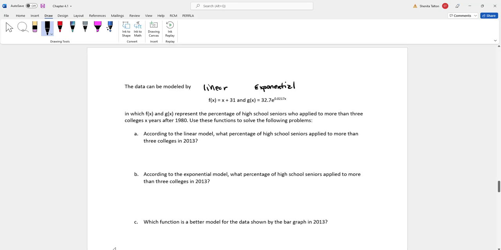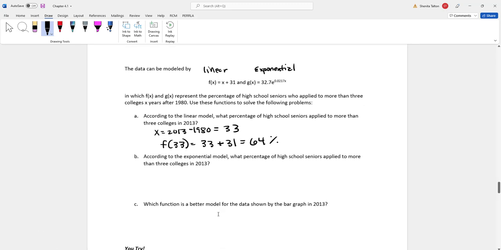Okay, so according to the linear model, what percentage of high school seniors applied to more than 3 colleges in 2013? So remember, x represents the number of years after 1980. So in this case, we're going to take 1980 and subtract it from 2013, and that's 33 years. So I'm going to plug 33 back into the linear model. And when I get that, I get 64. So in this case, it's 64%. Okay, so according to the linear model, 64% of high school seniors applied to more than 3 colleges in 2013.